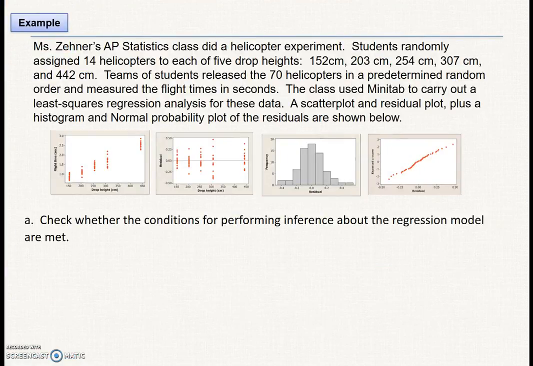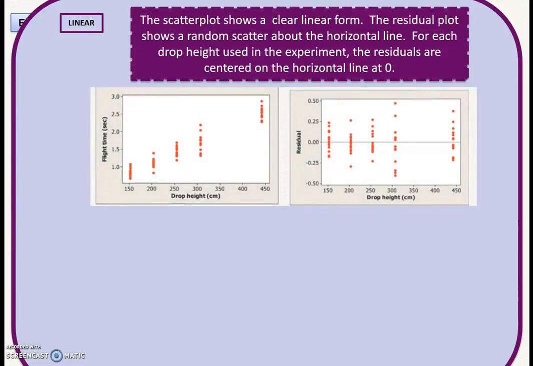Okay, so go ahead and read this example, and then we are going to check the conditions. All right, so the first thing we need to check is linear. If you look at the scatter plot of the data, it looks a little bit different than what we're used to just because we only had data at 150, at 200, at 250, those intervals. But anyway, we see that the scatter plot kind of shows a linear form here, so we should be pretty good.